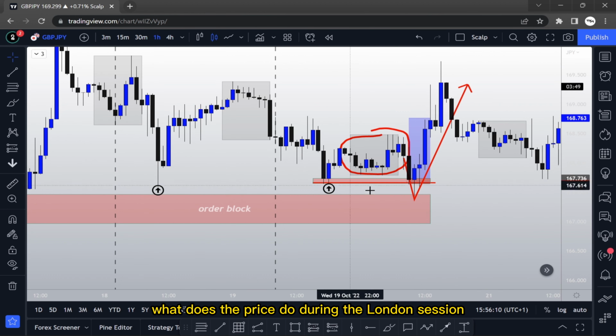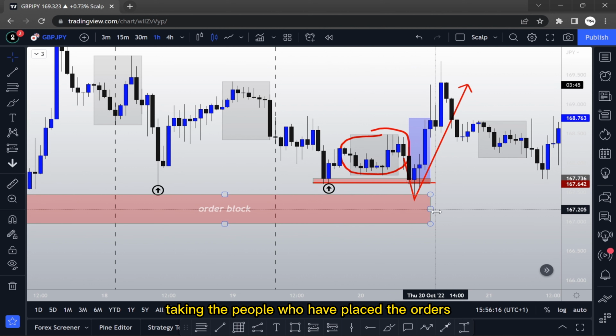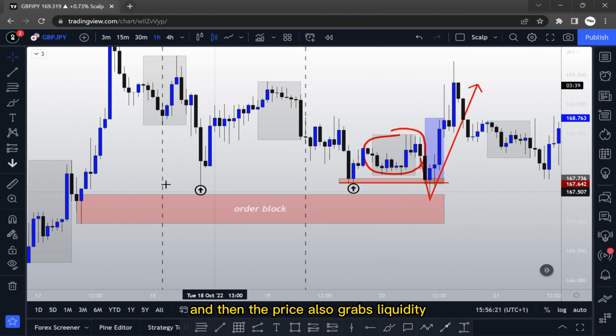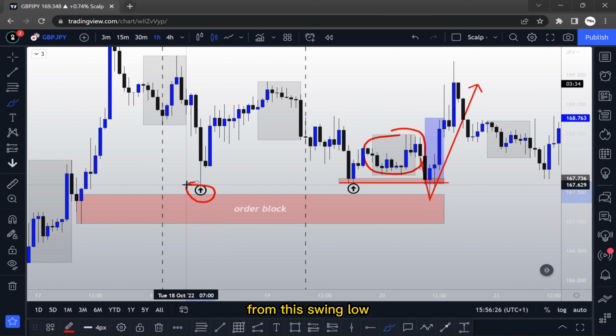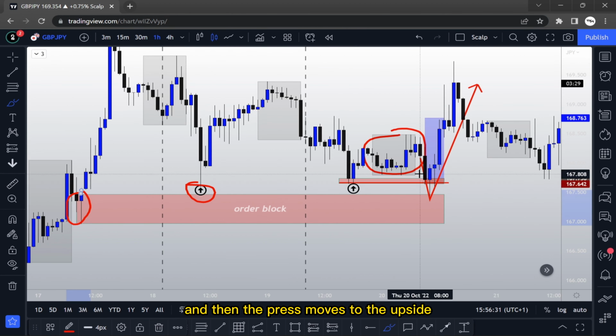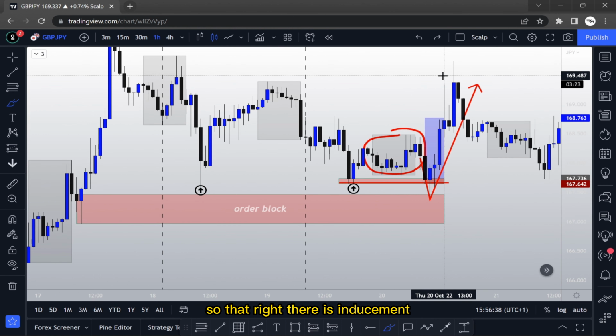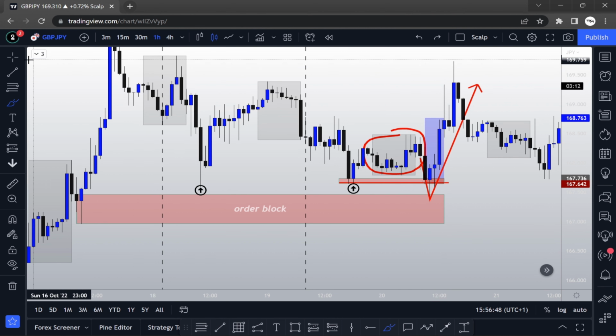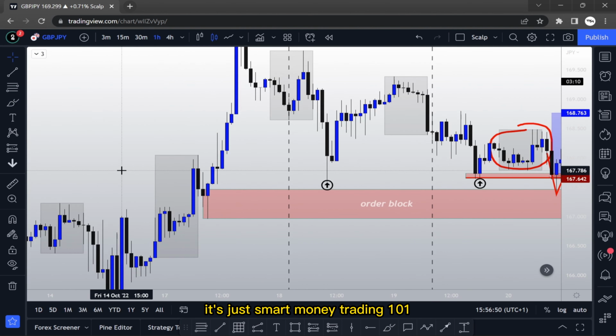As you can see, what does the price do during the London session? It goes past this level, taking the people who have placed their orders around here out, and then the price also grabs liquidity from this swing low into this order block, and then the price moves to the upside. So that right there is inducement. Liquidity grab goes past the inducement into an order block, and right there is your smart money trading 101.